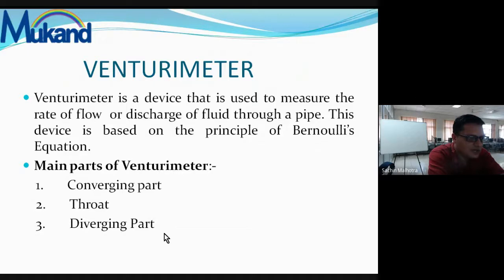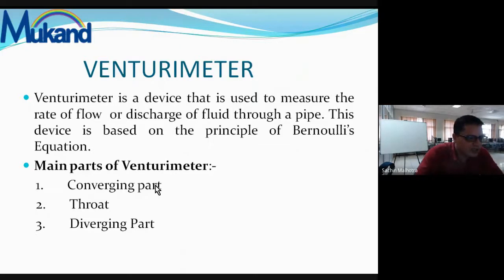Venturimeter is a device that is used to measure the rate of flow or discharge of fluid through a pipe. This device is based on the principle of Bernoulli's equation. So what is a venturimeter? A venturimeter is a device that is used for measuring the rate of flow or discharge of fluid through a pipe. I have earlier told you about discharge and rate of flow. Discharge is the quantity of liquid coming out of a pipe or a channel per unit time, denoted by Q, and its units are meter cube per second. So a venturimeter is a device used to measure discharge, and this device is based on the principle of Bernoulli's equation.